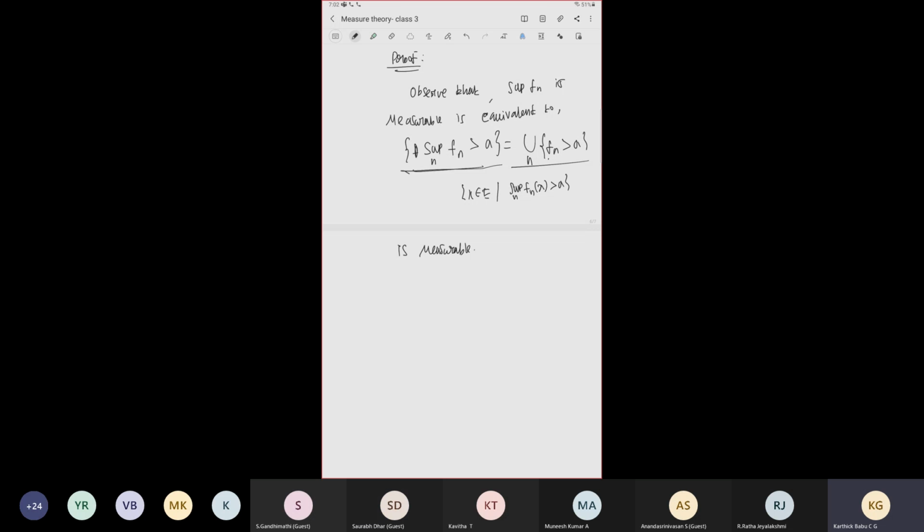Because the supremum is bigger than a, all the other images of x, I mean f_n at x. So is it true for all n? Supremum of f_n is greater than a, so is it true for all n? Yeah. If you write it that way, you can see the union over n of the set of all x belonging to E such that f_n of x is bigger than a. The numerical sequence f_n of x evaluated at x may converge to some point, or it can be any numerical sequence.